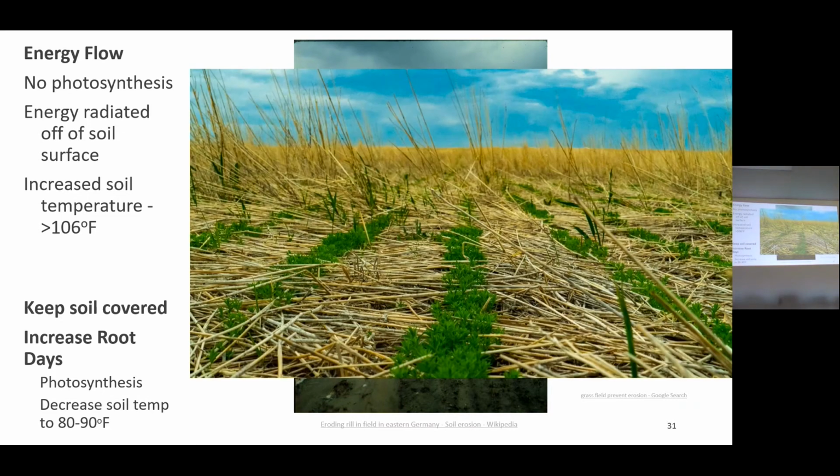If we cover it with plant residues and living plants, we now have photosynthesis going on. We're harnessing that energy. We're protecting the soil surface from that radiation, decreasing the temperatures to the 80 to 90-degree temperature that soil microbes prefer.